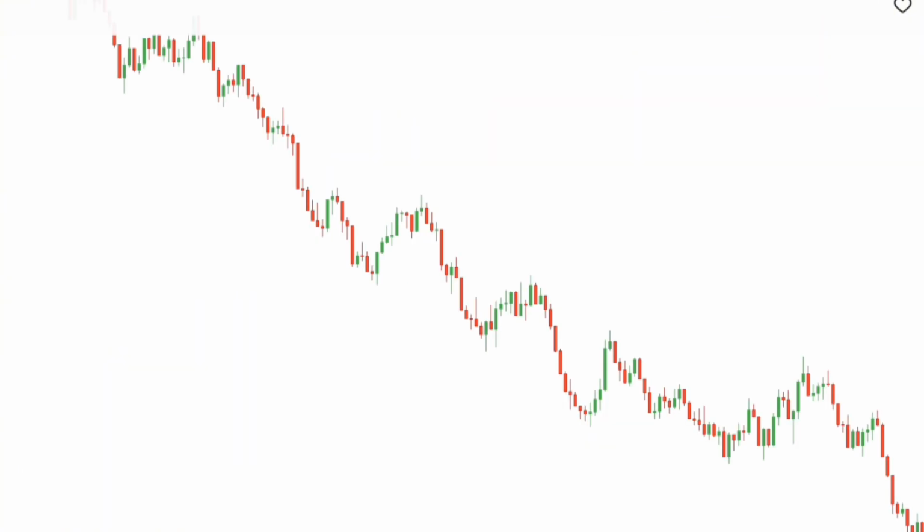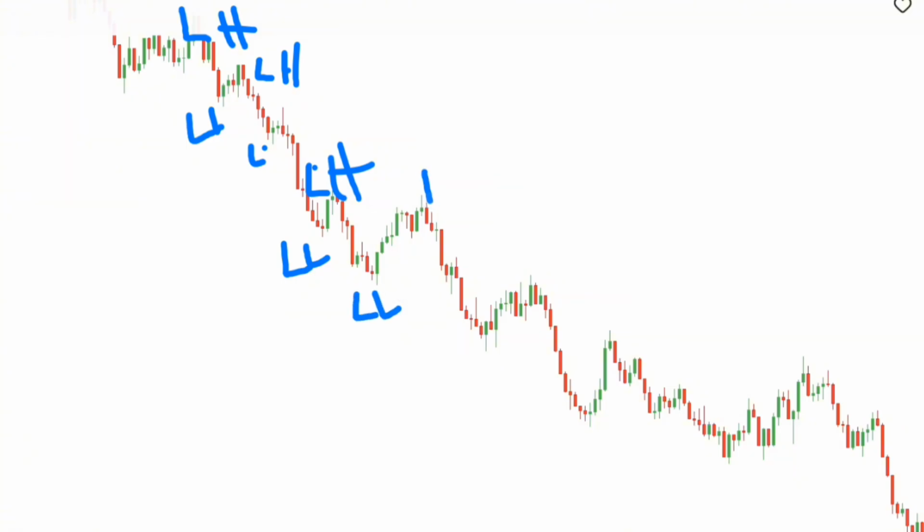For a downtrend, we see the lower high, lower low, lower high, lower low. So this is a confirmed downtrend. We have seen what we wanted. The first thing you need to confirm is to be sure that it's a downtrend. Then you can proceed to picking out the impulsive move.